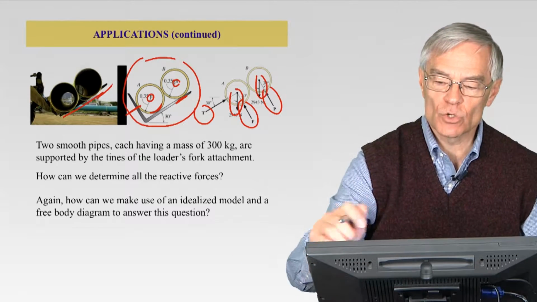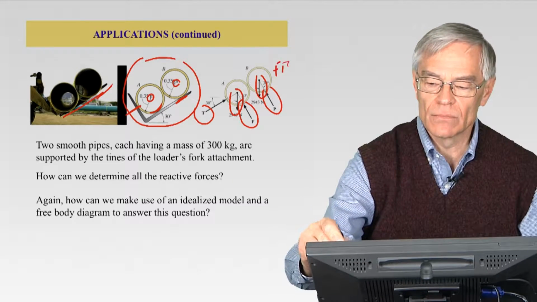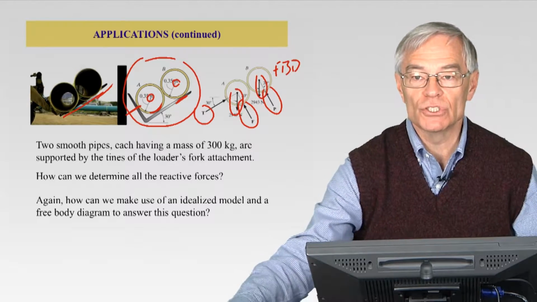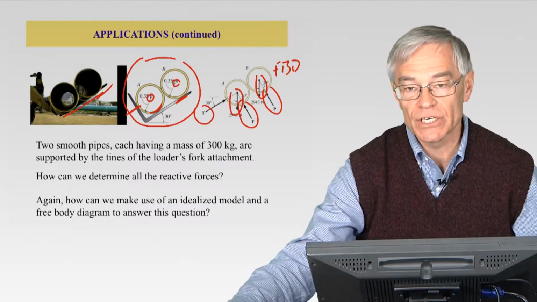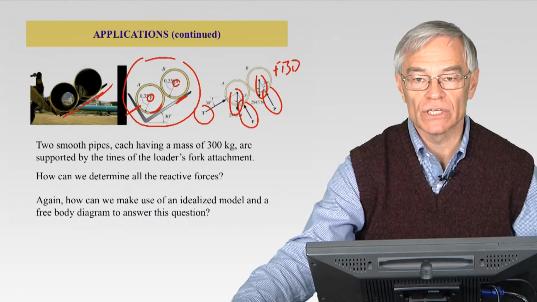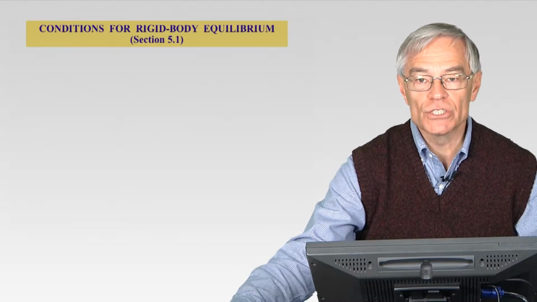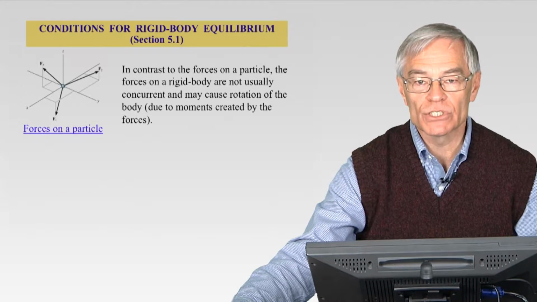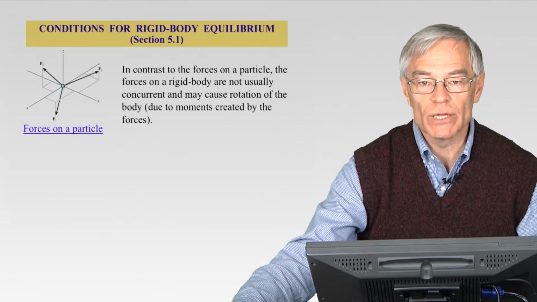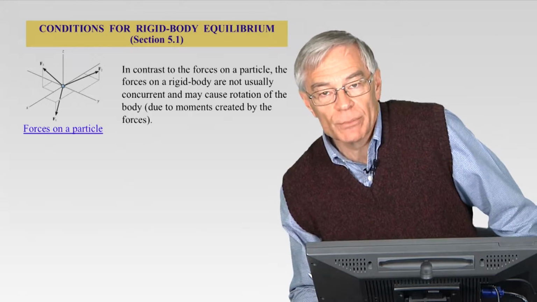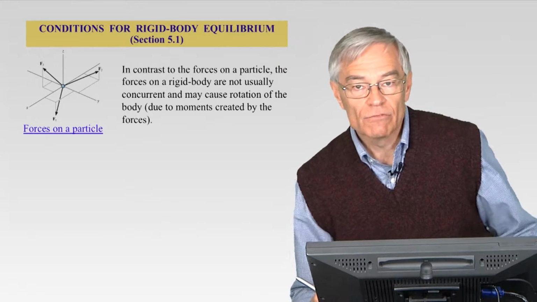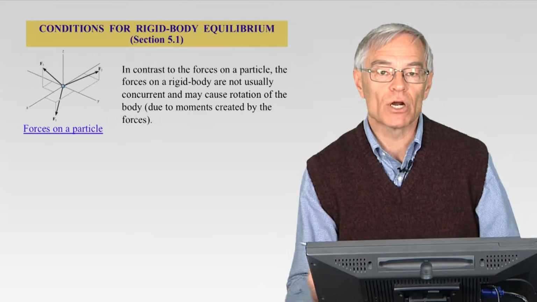So this sort of free body diagram is what we have to be able to use to make an analysis of what's going on here in forces. Now again, this should all be reviewed from when you took your statics. So, conditions for rigid body equilibrium, section 5.1. When we deal with a particle, and remember that's basically what most of the content before chapter 5 in the Hibbeler book focused on, was analyzing particles.